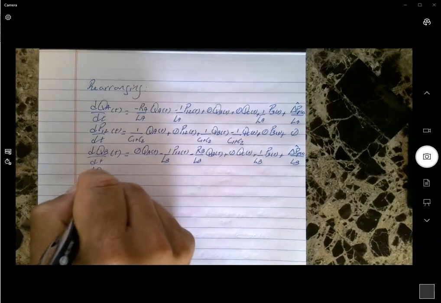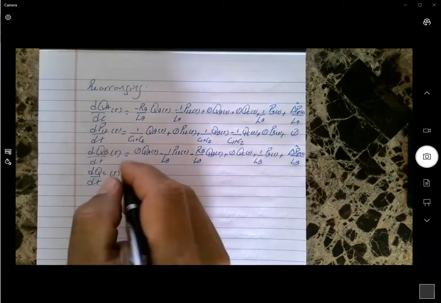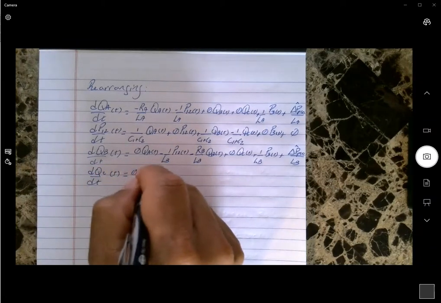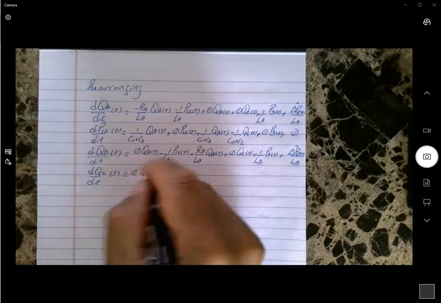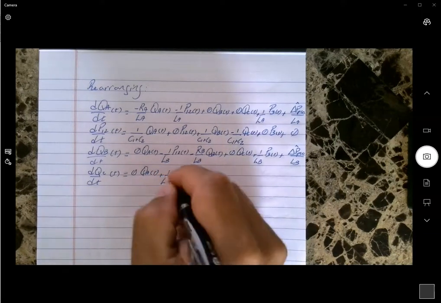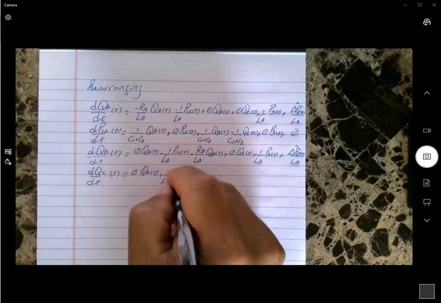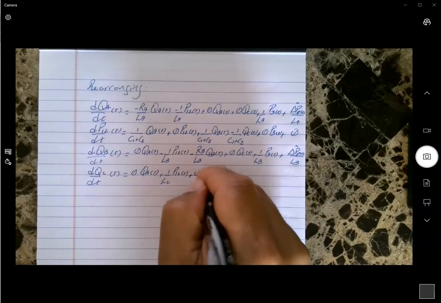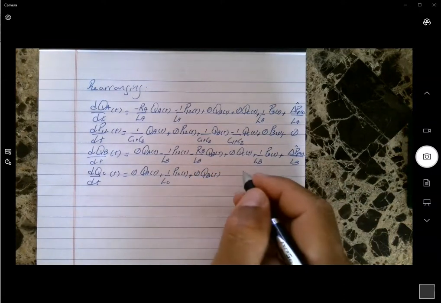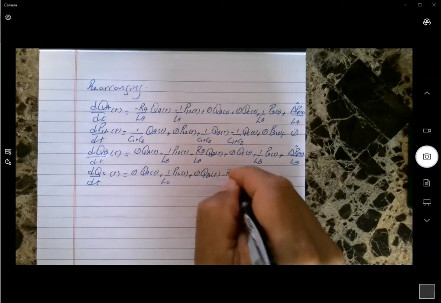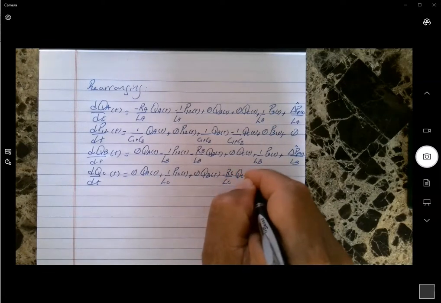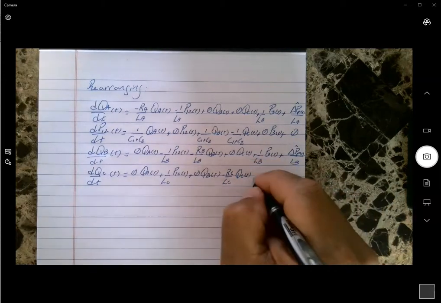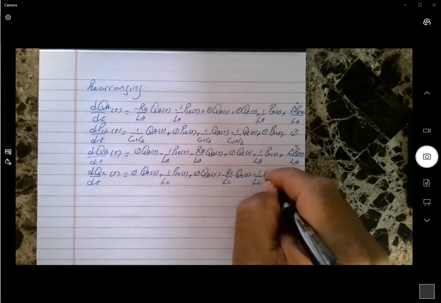Then dQC dt, the fourth equation, nothing that multiplies QA, plus 1 over LC that multiplies P12, plus nothing that multiplies QB, minus RC over LC that multiplies QC, minus 1 over LC that multiplies P3, plus 0 as an independent term.